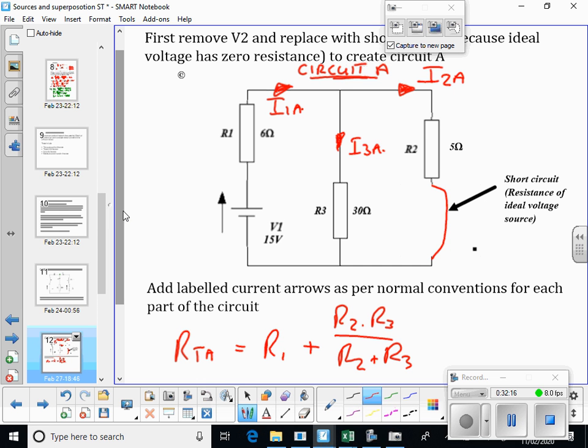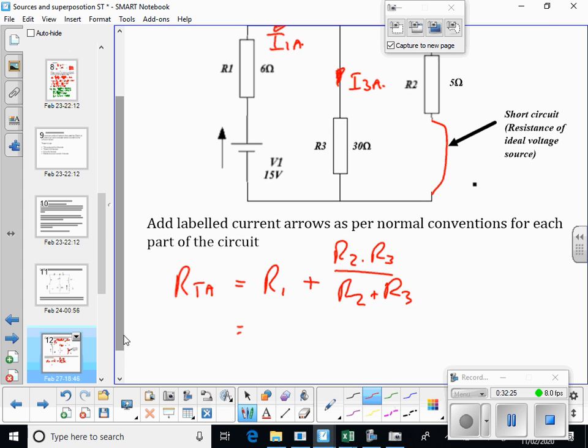See that or not? So there's the series bit, there's the parallel bit. So we're calculating that all in one go here. The value of R1 is 6 ohms, plus R2, 5 times 30 over 35, equals, sorry, 10.29 ohms.